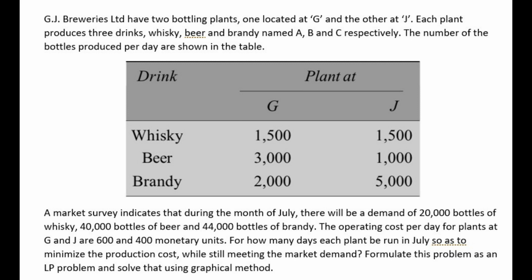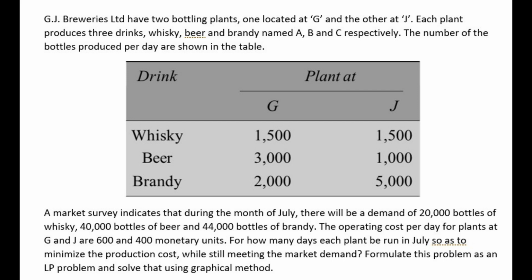We have drink and we have plant, that is at G and J. We have three drinks, that is whiskey, beer and brandy. For plant G it is 1500 and for plant J it is 1500. For beer it is 3000 and 1000. For brandy it is 2000 and 5000. Let us continue the problem.